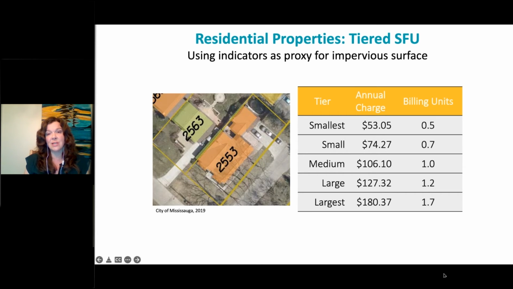And these charges that you see were from, I believe, last year, and this is an annual charge. So the very largest or highest roof area properties, which was really only, I think, the top 5% of residential properties, were charged a total of just over $180 per year for their stormwater charge. Next slide, please.